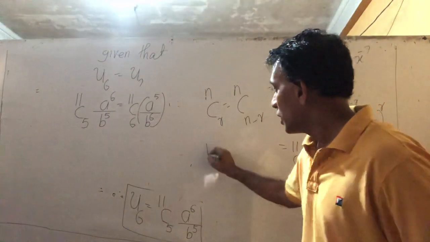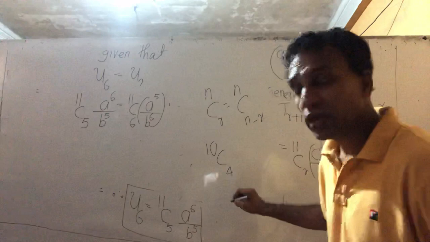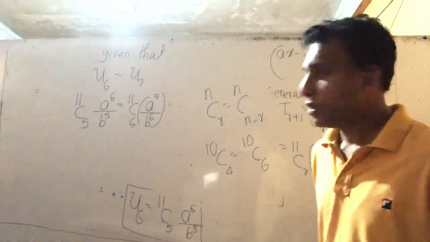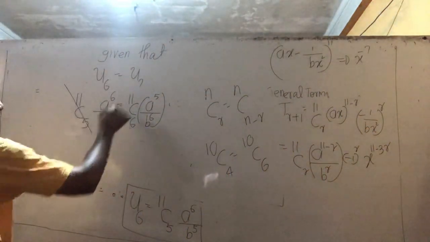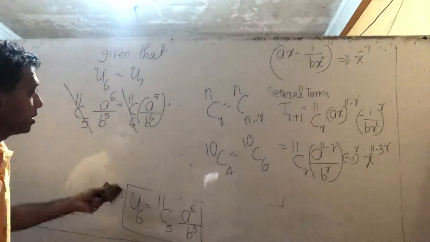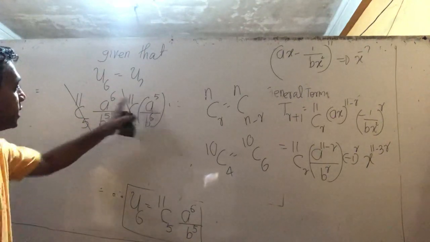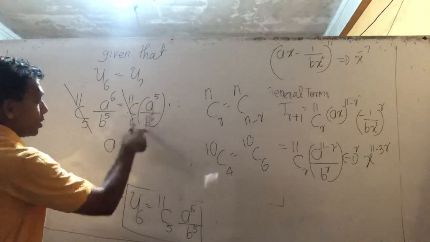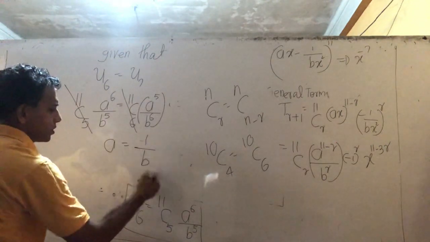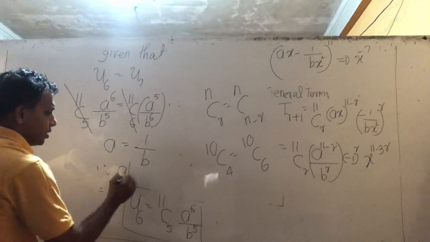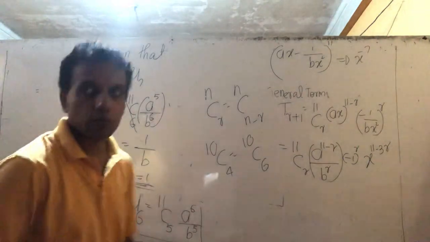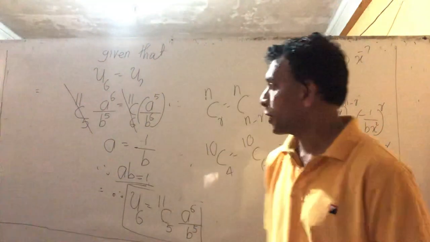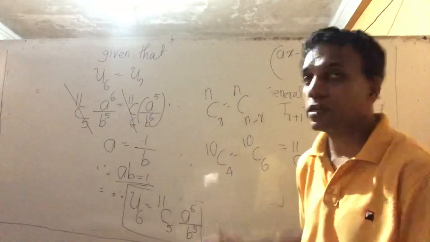For example, 10C4 equal to what? 10C6. Therefore, in this case, 11C5 and 11C6 both cancel. So here 1A, below 1B, simplify. Cross multiply, therefore ab equal 1. So, best question, super problem, expected for future exams. So I hope you complete this, or this is the method, copy it.